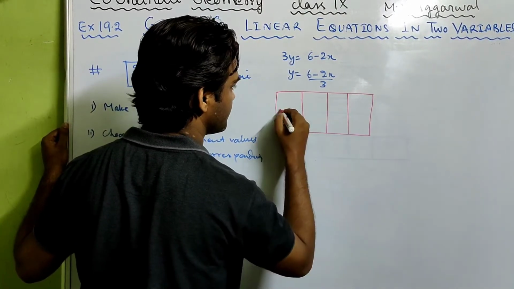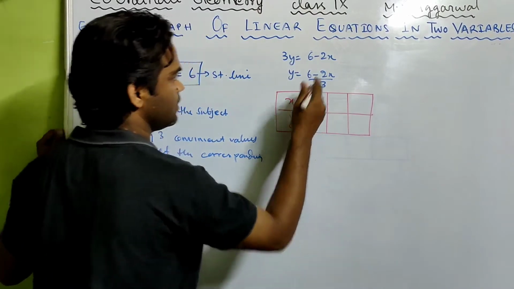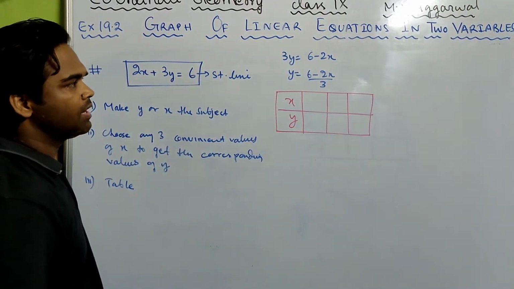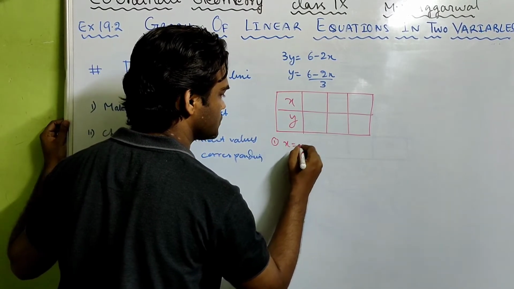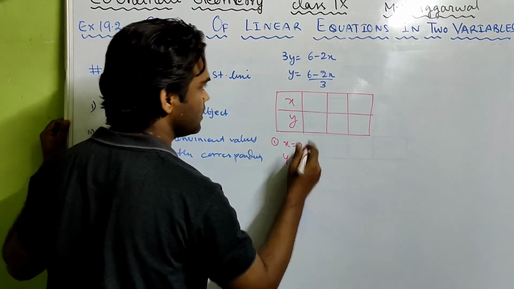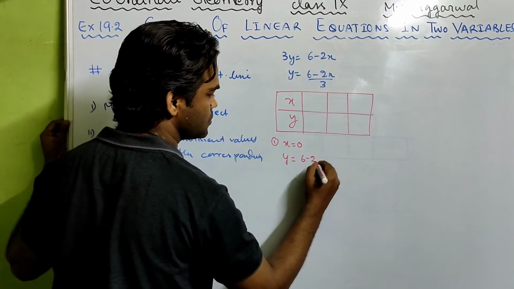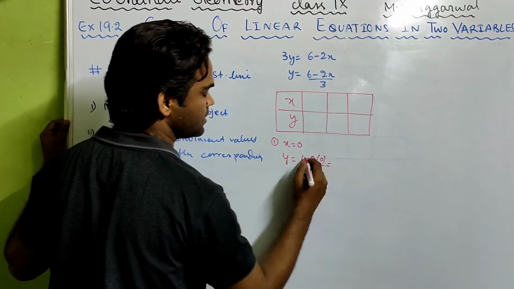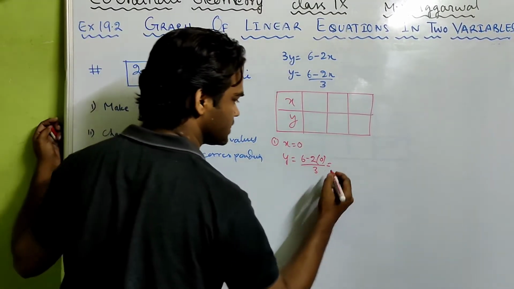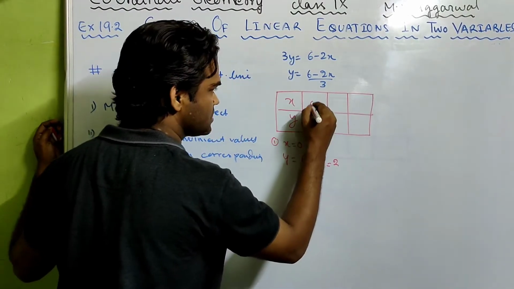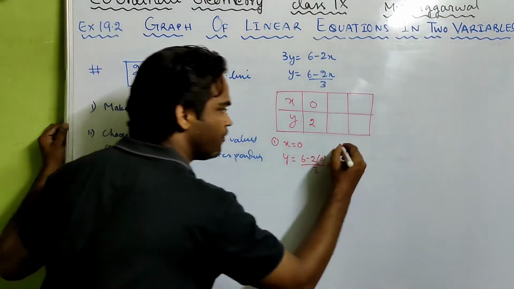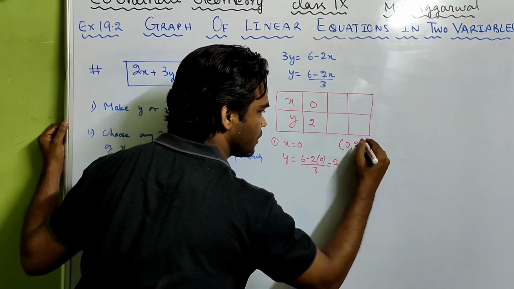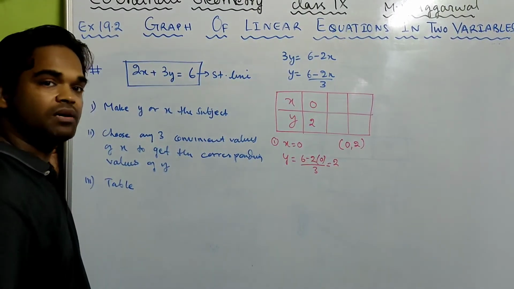x and y. Just look. I select any value of x. Suppose I select x equals 0. Then what will be y? 6 minus 2 multiplied by 0, by 3. 6 minus 0 is 6, by 3 is 2. So when x is 0, y is 2. So you get your first point for the coordinate plane, (0, 2).